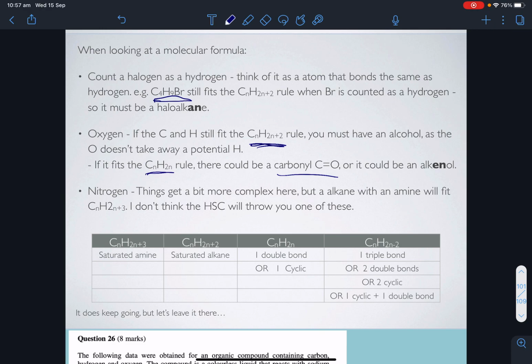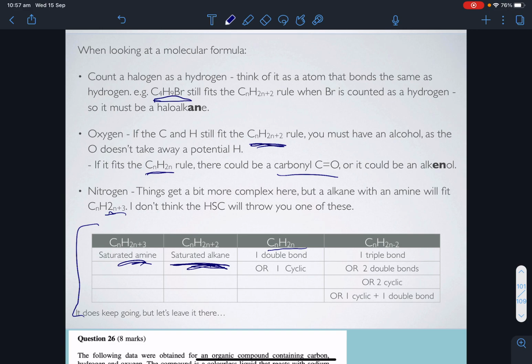I don't think they're going to throw one at you, okay? So here I've just presented the information to help you out. If you've got CnH2n+2, you've got a saturated alkane, okay? If you've got plus 3, you could have an amine. I don't think they're going to throw it at you. If you've got 2 less, so CnH2n, you've either got a double bond or one cyclic molecule, okay?